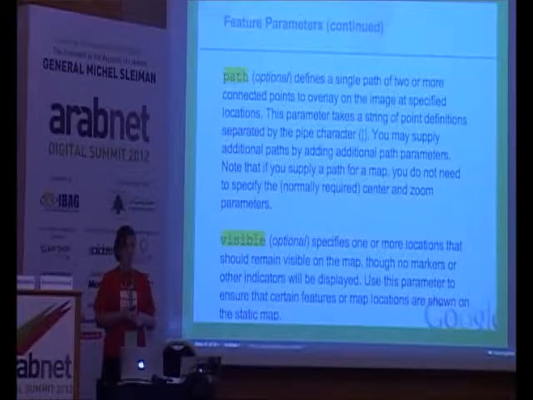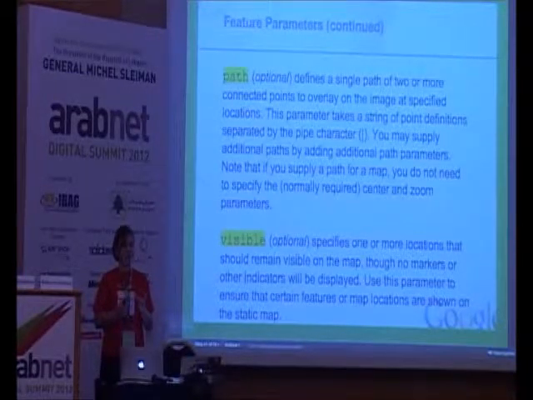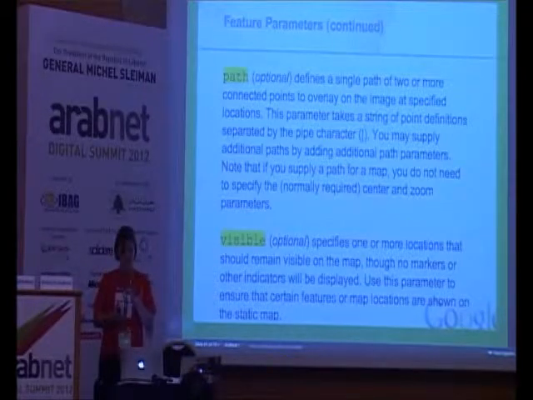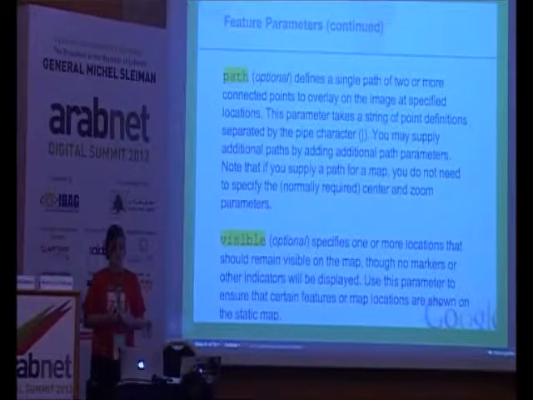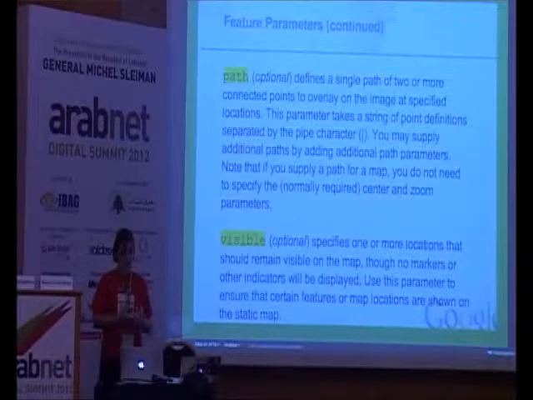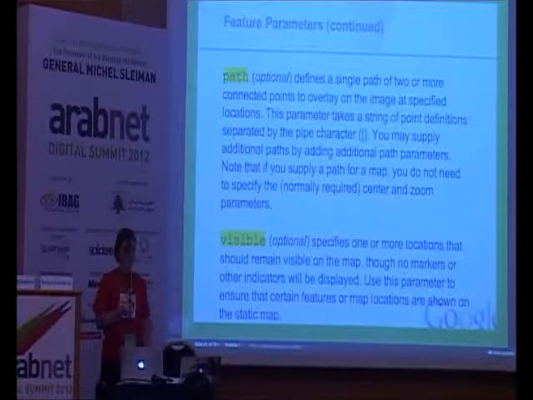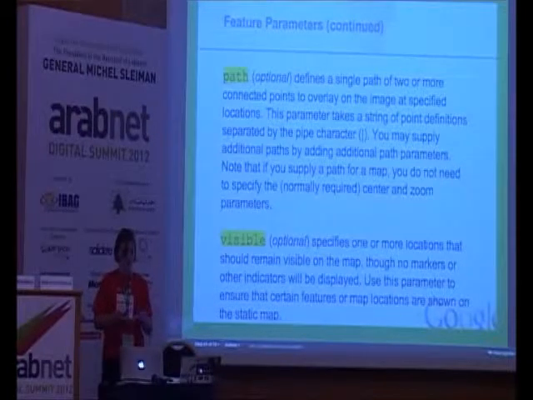You can connect the markers. So we are still talking just about the static image API, which you can use with the URL. You can connect the markers with a path and make the path of a specific color, and it will show you the connection of the markers there. And also you can use the visible parameter in order to specify which locations have to be shown on the map, even though you don't put a marker there.